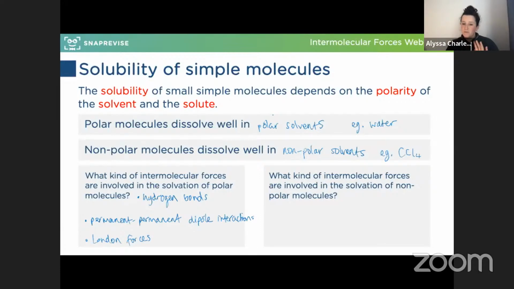instantaneous to induced dipoles. What about with non-polar molecules? What kind of intermolecular forces are involved in the solvation of non-polar molecules? Only London forces, only our instantaneous to induced dipole forces, because that's the only ones that can be present between the molecules. Lovely.